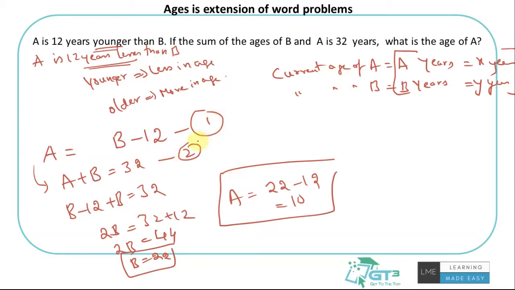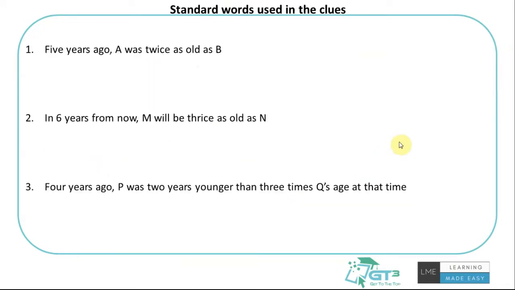That's how you solve. It's simply the same as word problems. Assume the variables, and they will generally be the current ages. Then convert the clues into equations, solve the linear equations and get the required answers. Another important point that keeps repeating in ages problems: the standard words used in the clues are basically some years ago and some years into the future from now.